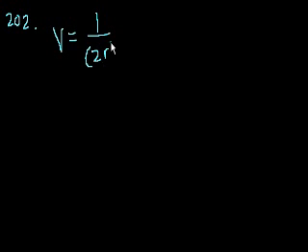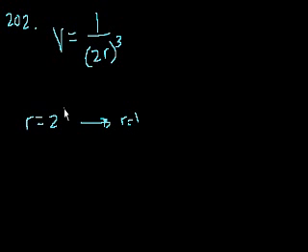202. In the formula, v is equal to 1 over 2r cubed. If r is halved, then v is multiplied by what? The easiest thing I always find to do in this is take numbers. So let's say r is 2, what happens? And then let's halve it, when r equals 1, and see what happens to v.